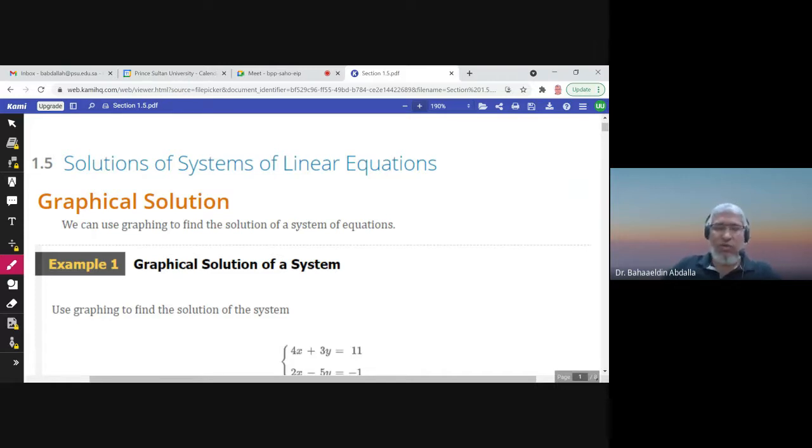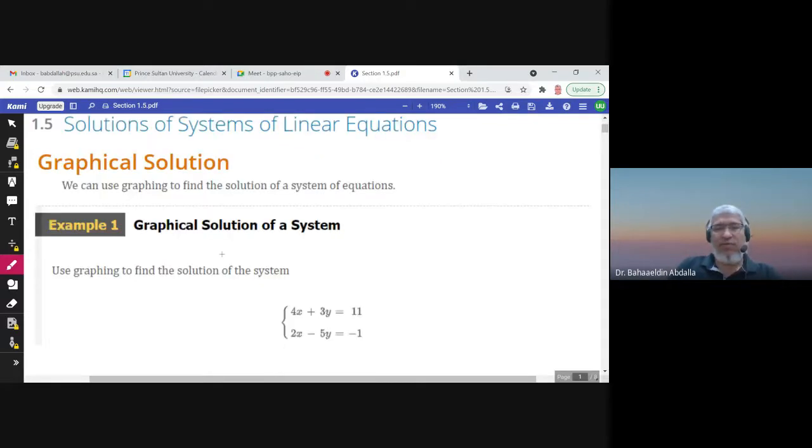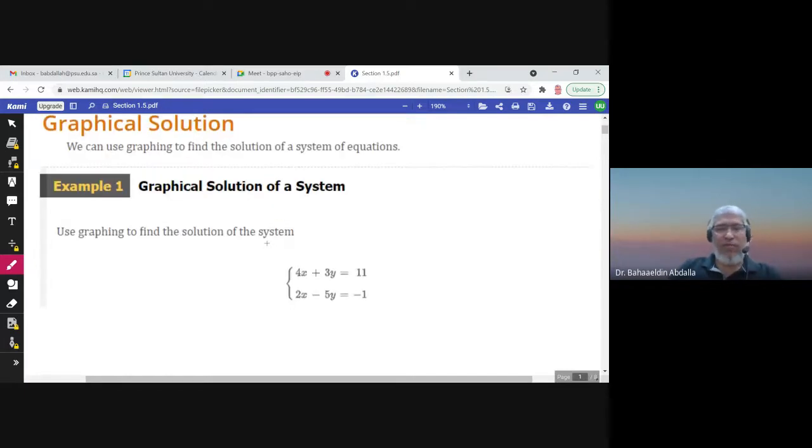This is section 1.5 and it's about solutions of systems of linear equations. We will talk about three different solutions. First, three ways to solve systems of linear equations. First, graphical solution. We can use a graph sometimes to get an accurate solution. Sometimes it's not possible to get the accurate solution using a graph.